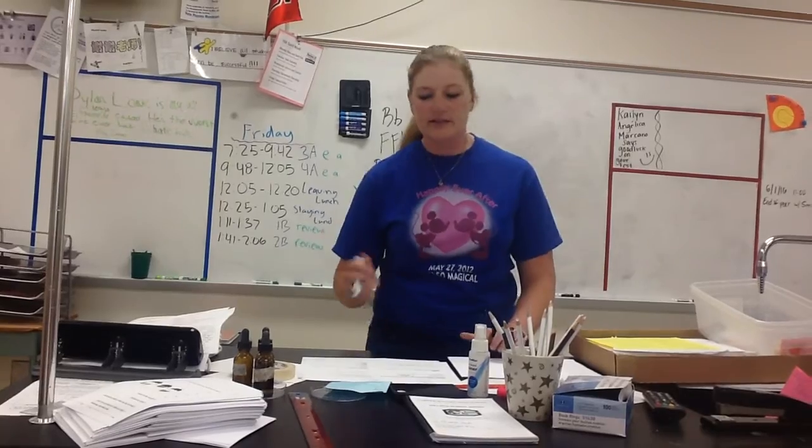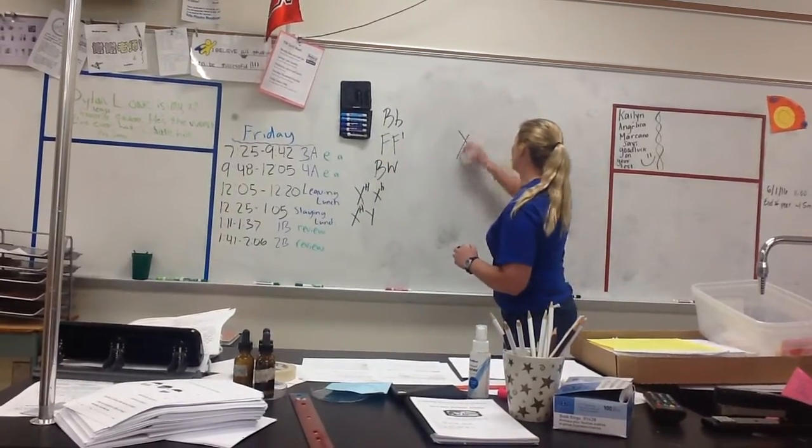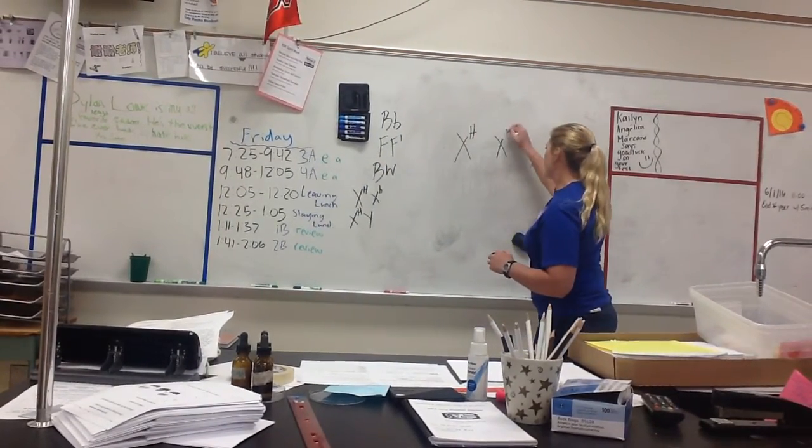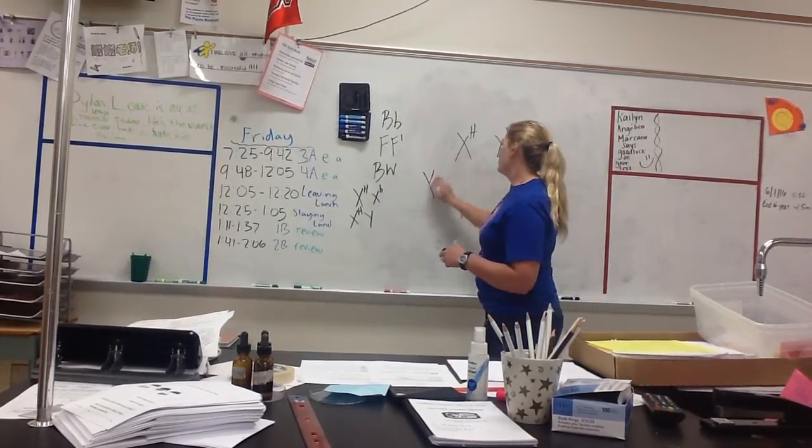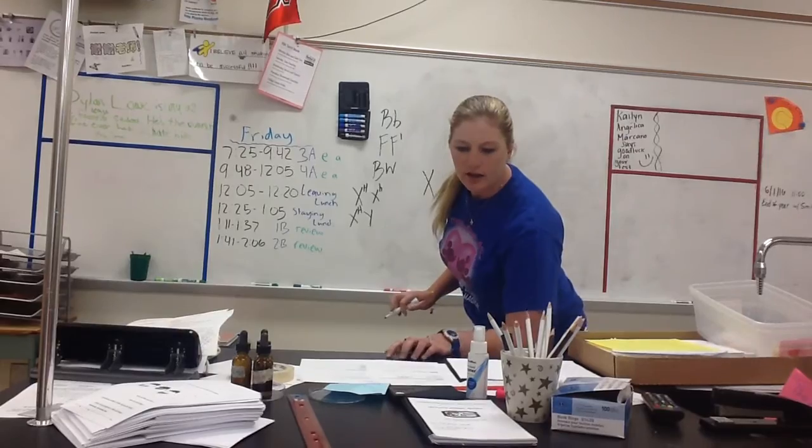Hemophilia is a recessive sex-linked disorder. What is the probability that a carrier female and an affected male will have an affected son? A carrier female is going to look like this: X big H, X little h. It's recessive. She does not have it. She's just a carrier. The male is affected.